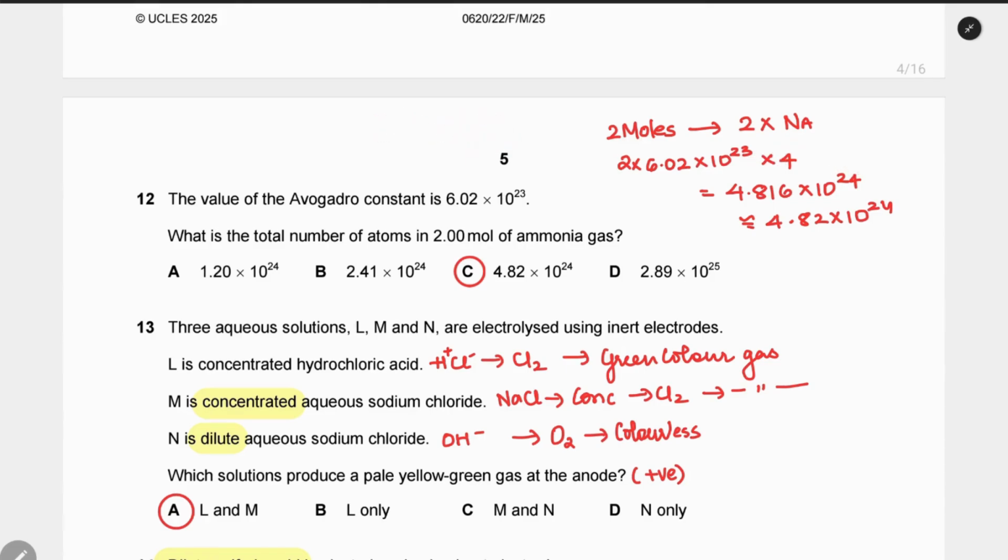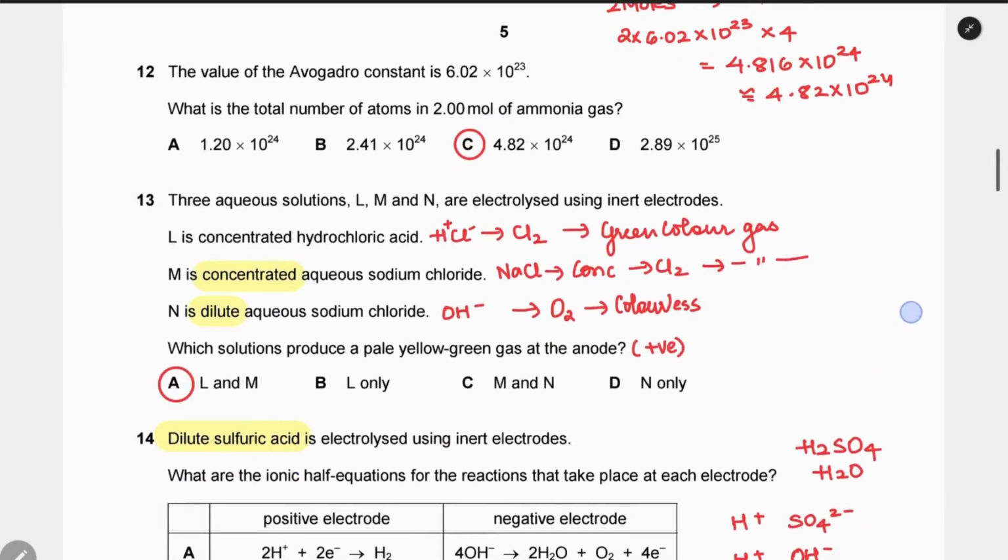So multiply by 4. You will get 4.816 × 10^24, which you can round off, and you will get 4.82 × 10^24.